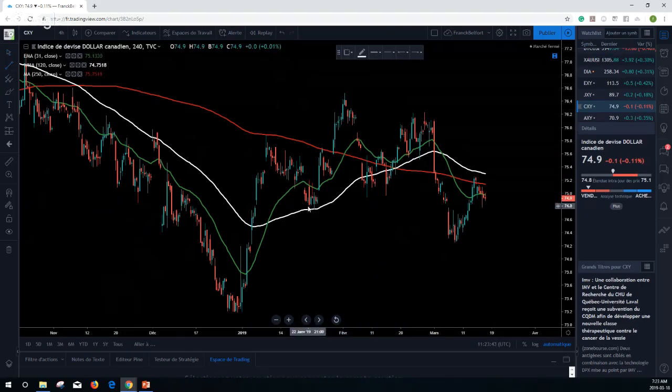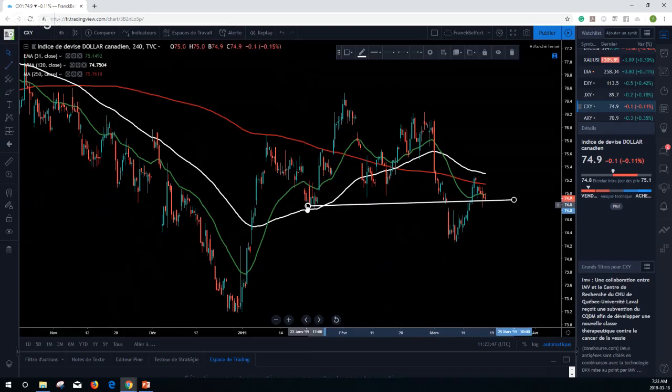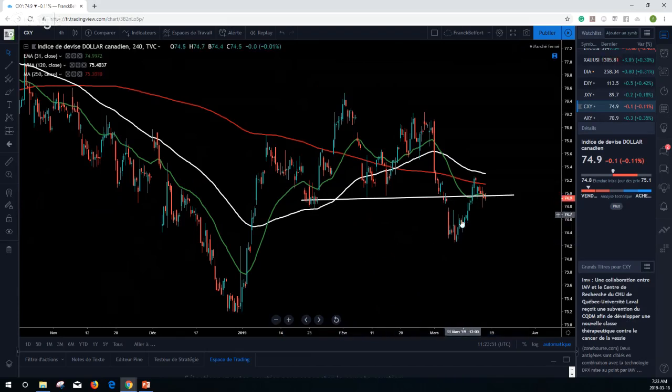We break this major level here. Let me illustrate that for you. All right, and then we're doing a pullback, reintegrating that, but it has been supported and defended by the resistance, the MA 250, and then we're starting to correct again to go lower.